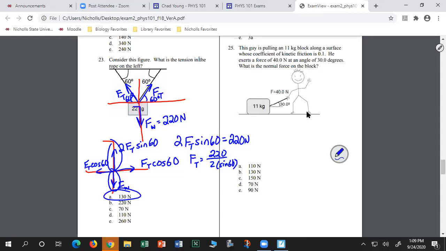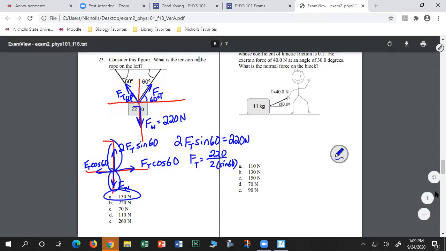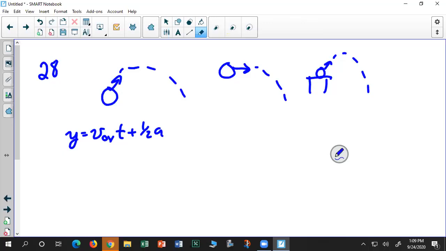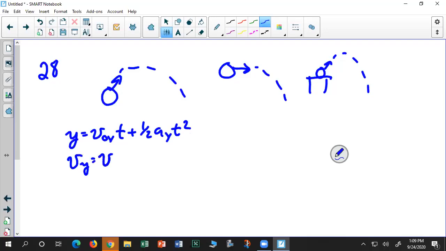Okay. Can I just write down the equations that you need for the test tomorrow? Is that okay? All right. There aren't that many equations, really. I have our 2 kinematics equations. y equals v naught y times t plus 1/2 a_y t squared. And then v_y is equal to v naught y plus a_y t. I guess this is an equation.